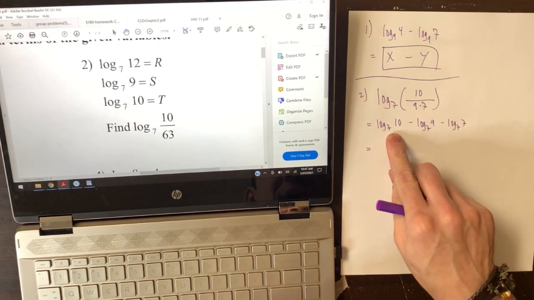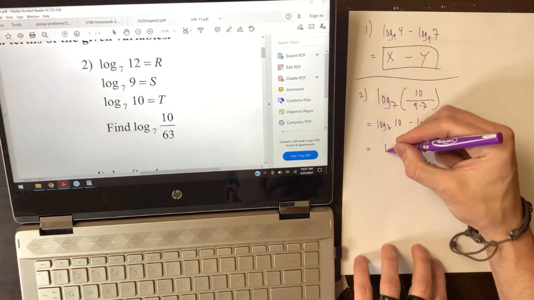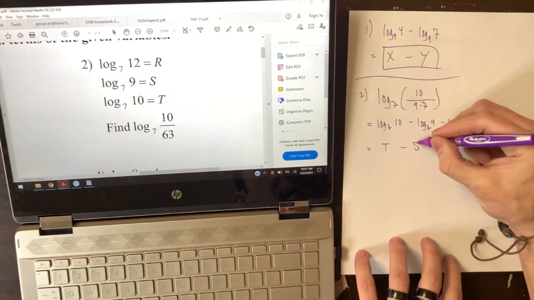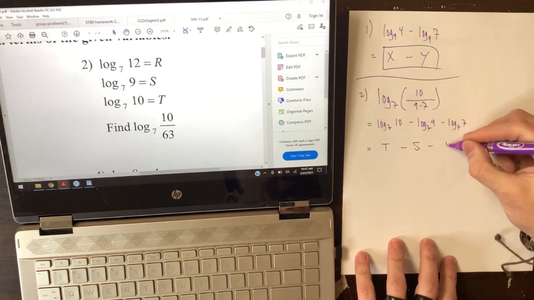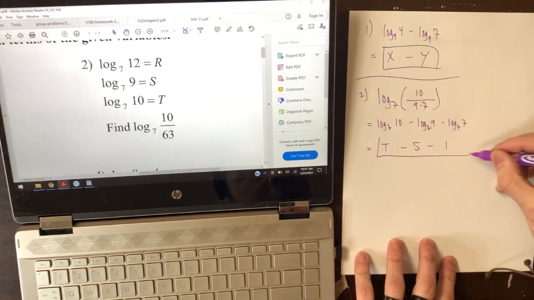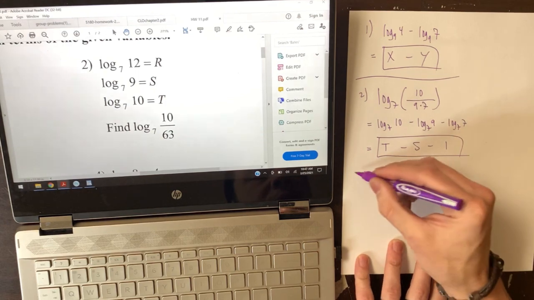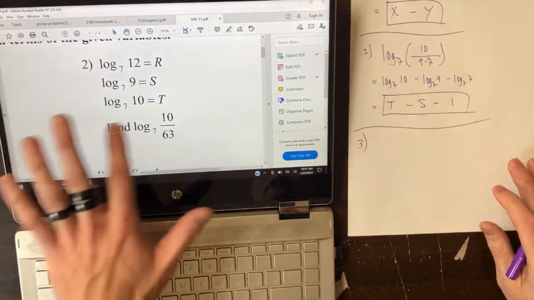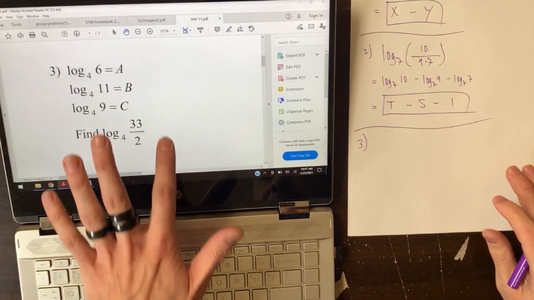Log base 7 of 10 is t, take away log base 7 of 9 is s. And then log base 7 of 7, we know that's just 1. So that is the final result there. Now, what about question number 3? So let's find it here. Question number 3 is there.